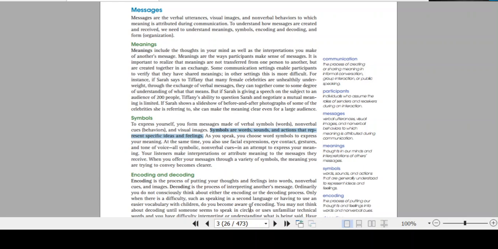So what happens whenever we are communicating with someone, we use any of the mediums or media and we convey our messages in the form of sounds, symbols, gestures, postures, and all. Your listeners make interpretations or attribute meaning to the messages they receive. When you offer your messages through a variety of symbols, the meaning you're trying to convey becomes clearer. So, symbolically, certainly these are symbols, because for anyone who is not familiar with these symbols, the sounds or gestures or postures, all such expressions are meaningless.